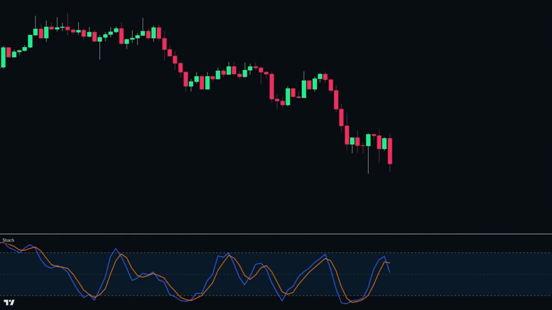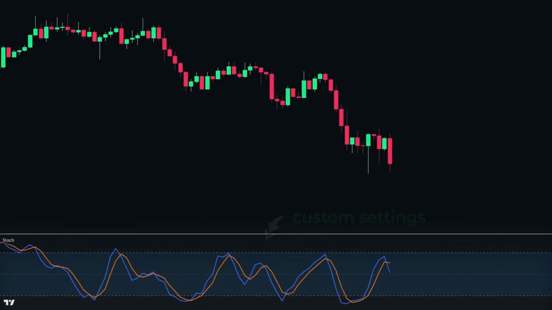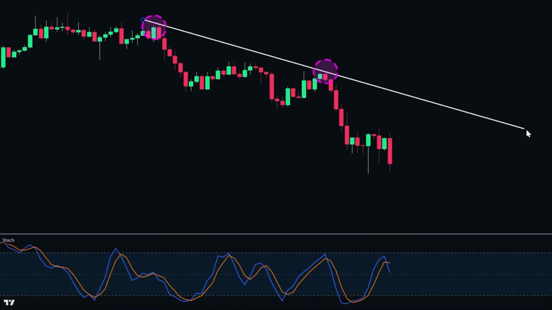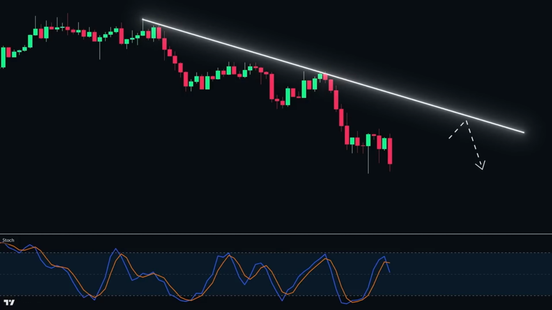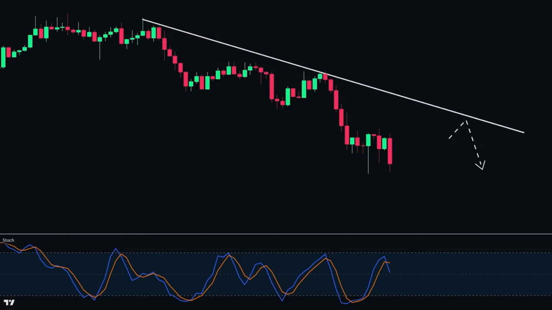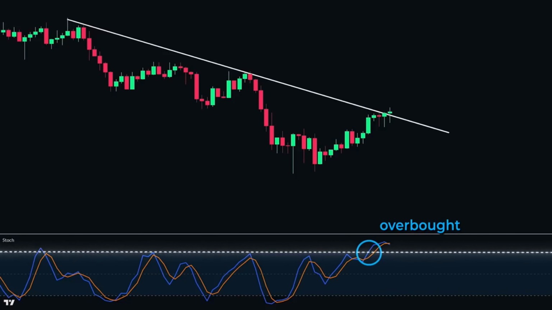In this chart, we already have our stochastic with the custom settings applied. Next, we can see an obvious trend line that we can draw at these swing highs, so just draw it right there. Now, since the overall trend is heading down, the setup we're looking for is price bouncing off this trend line to the downside. That's why we only draw the trend line above and didn't need to draw the one below. Next, we wait for price to approach the trend line while the stochastic crosses the overbought line.